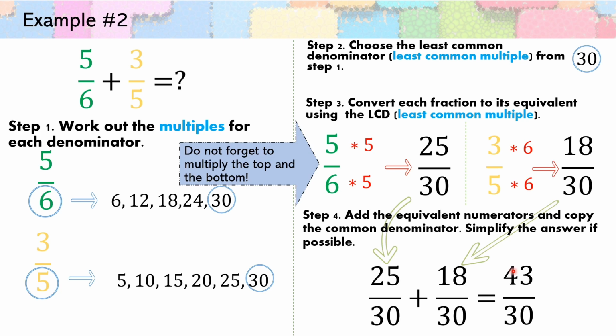Can we still simplify 43 over 30? Is there a common factor between the two? None. Therefore, this is the simplified form.